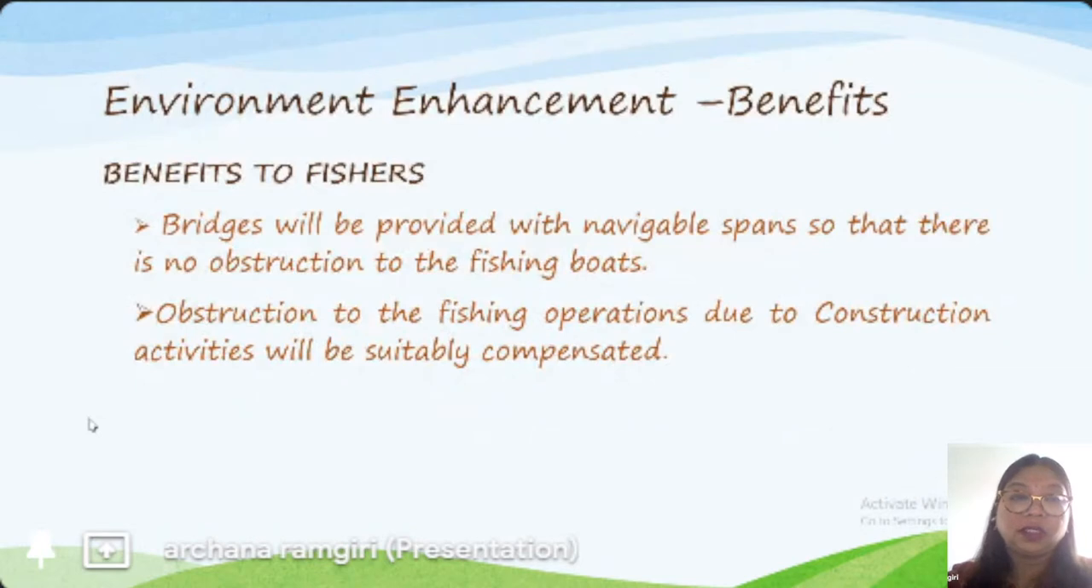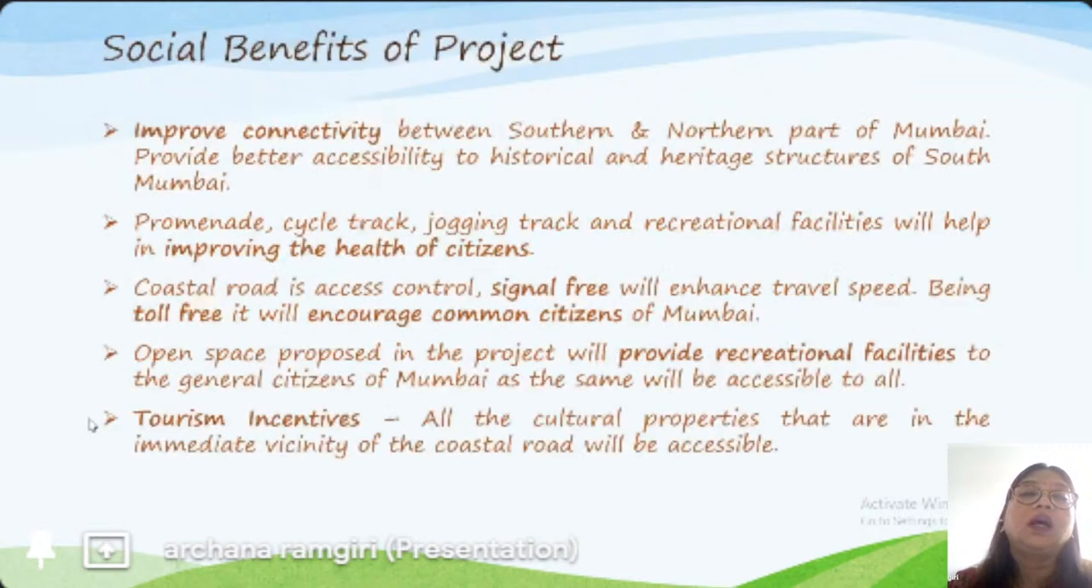There are some benefits to fishers. Bridges will be provided with navigable spans so that there is no obstruction to fishing boats. Obstruction to fishing operations due to construction activities will be suitably compensated. Social benefits of the project: improve connectivity between southern and northern parts of Mumbai, provide better accessibility to historical and heritage structures of South Mumbai. Promenade, cycle track, jogging track, and recreational facilities will help in improving the health of citizens. Coastal road is access controlled and signal-free, which will enhance travel speed. Being toll-free, it will encourage common citizens of Mumbai.